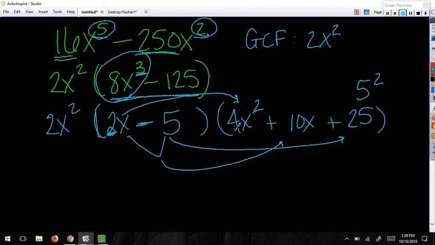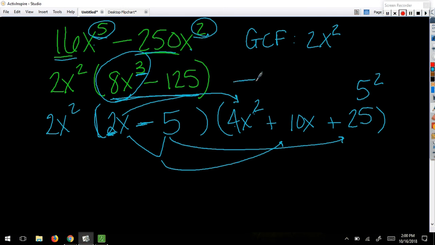I just want to know how you got from 8x cubed to 2x. Okay, because we're looking for 3 things that multiply to give me 8x cubed. So I know that 8 is 2 to the third. So 2 times 2 times 2. And then if I put an x on each one, 2x times 2x times 2x gives me 8x to the third. Remember those exponent properties? We add these exponents. 2 times 2 times 2 is 8, x to the third.